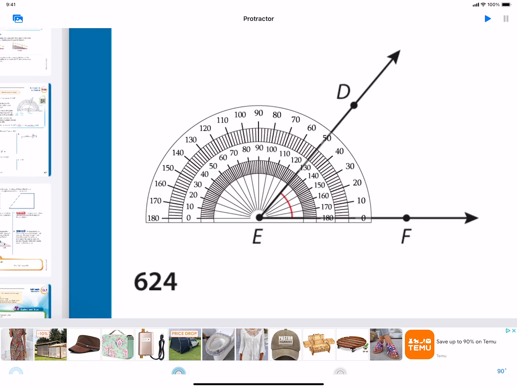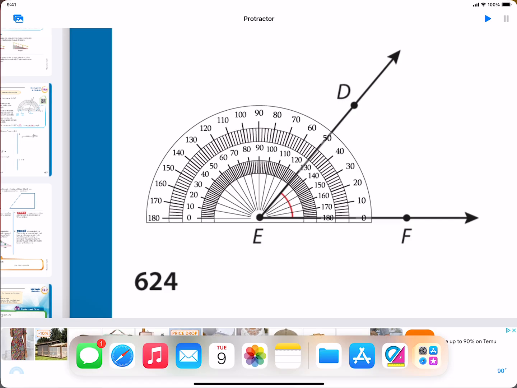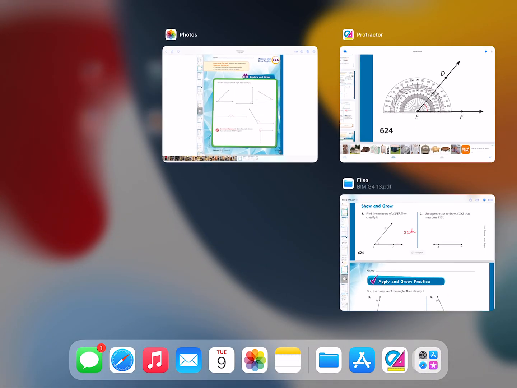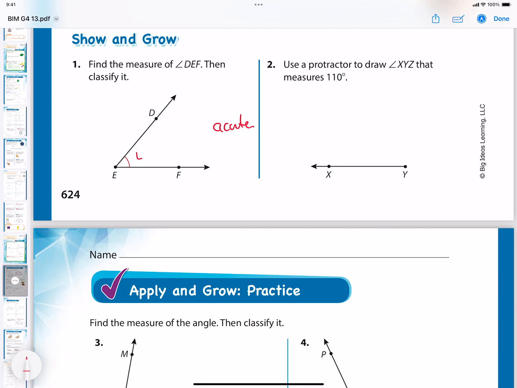And you need to start from what? Oh, sorry, it was not clear. You need to start from 0, not 180. You can start from 180, anyway. So you need to start from 0, 10, 20, 30, 40, 50. Okay, so 50 degrees. All right, take your time. If you need more time, it's okay.